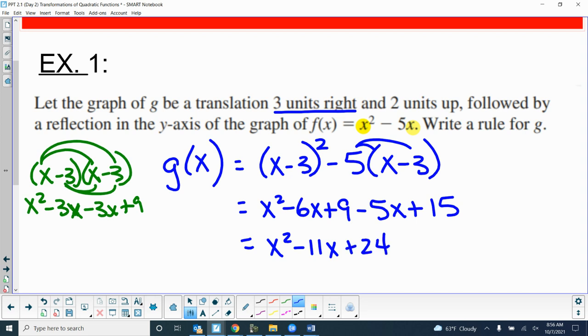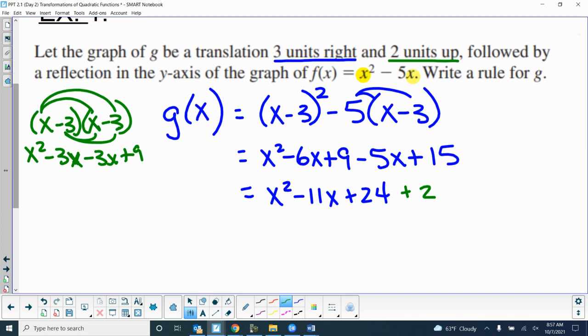So that's the blue part. 3 units right. What do we do when it says 2 units up? Just add 2 on the end of it, right? So this is just plus 2. So can I simplify that? Yeah, now it's x squared minus 11x plus 26, right?